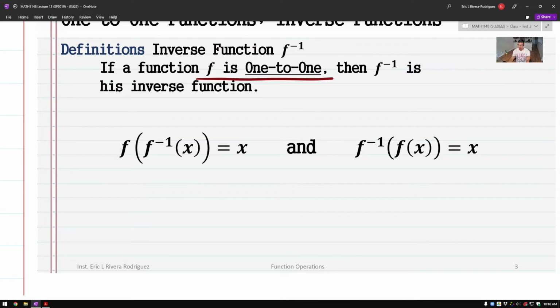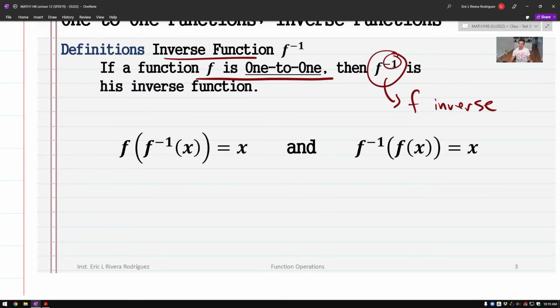If f is one-to-one, then f with a superscript minus 1. How do we read this? f inverse, or the inverse of f. This is not f raised to the power of negative 1. Careful with this. This is not a power. This is the notation for the inverse function.